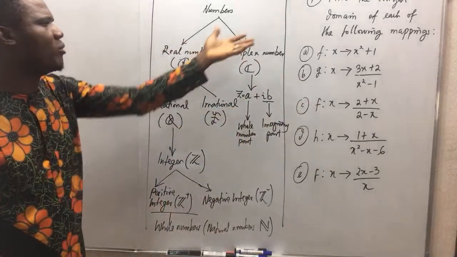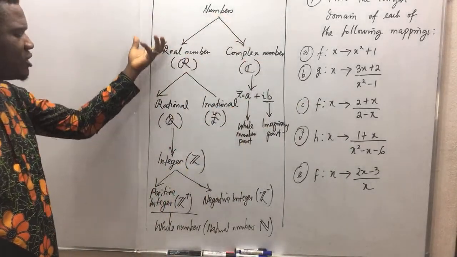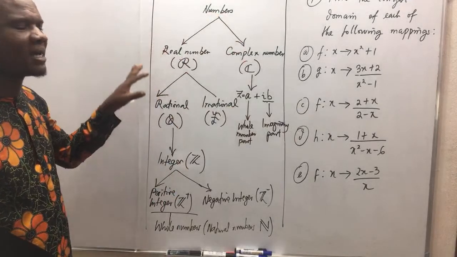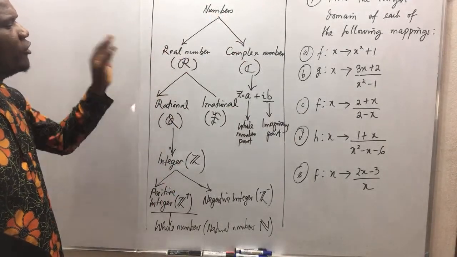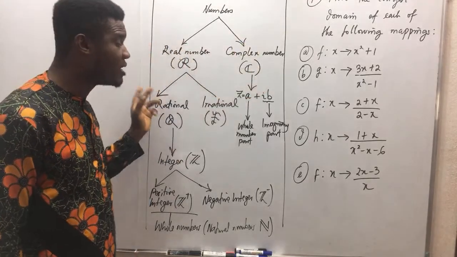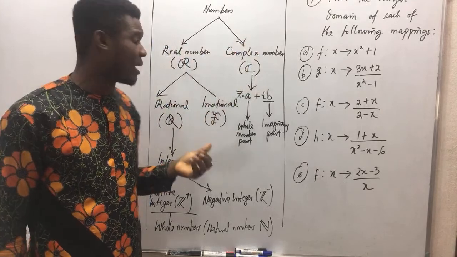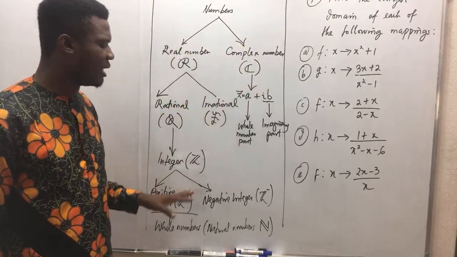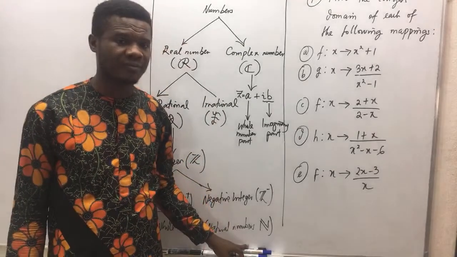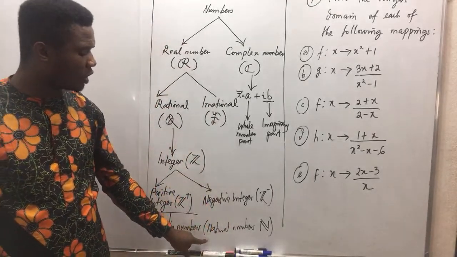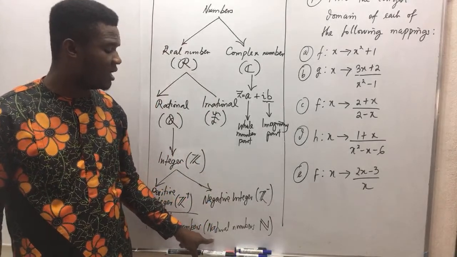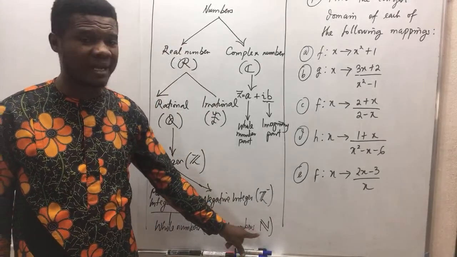Now, before we move on to solving that problem, please let me summarize this diagram by telling you what numbers are real. If a number is real, it means it is not complex. If a number is real, it means that number could be rational or irrational. Now let's start explaining real numbers. Let's start from the bottom. What we have at the bottom of the food chain under real numbers is the natural number system, denoted by this type of N.